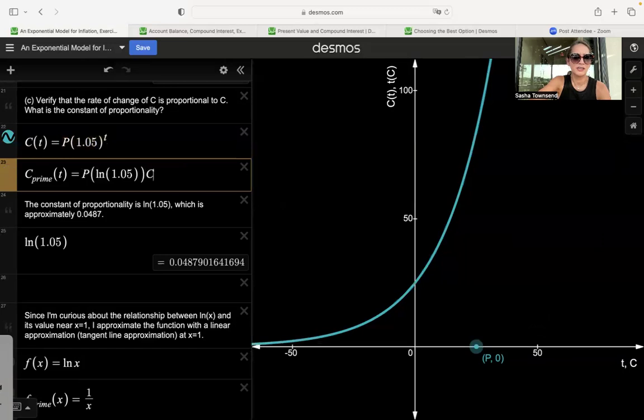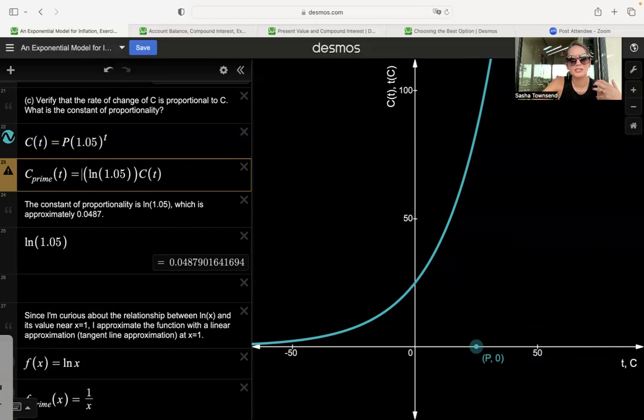If we wanted to, we could call that c of t times the natural log of 1.05. And that's not something that Desmos will be able to graph. That's a differential equation. It says c prime is equal to this constant times c.